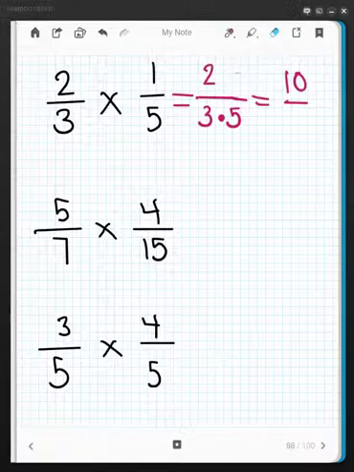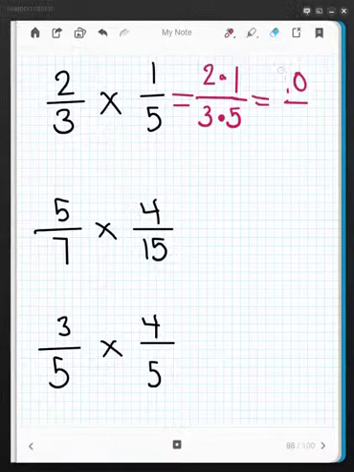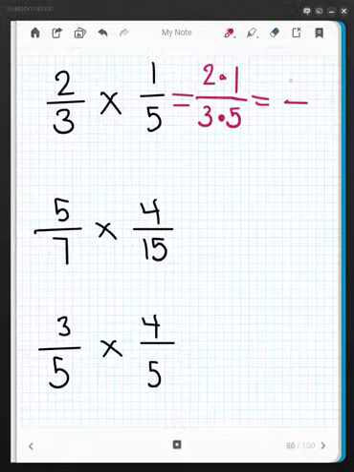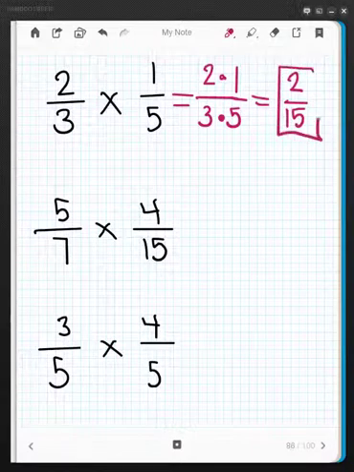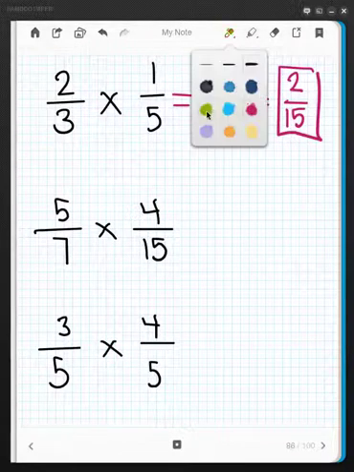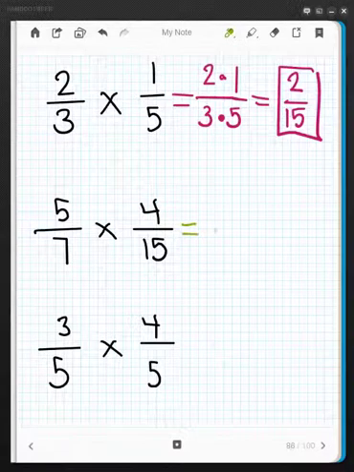Sorry about that. 2 times 1, numerators multiply, that's going to give me 2. And 3 times 5, which is equal to 15. So we have 2/15. Now let's see if I can do the second one without as much difficulty.